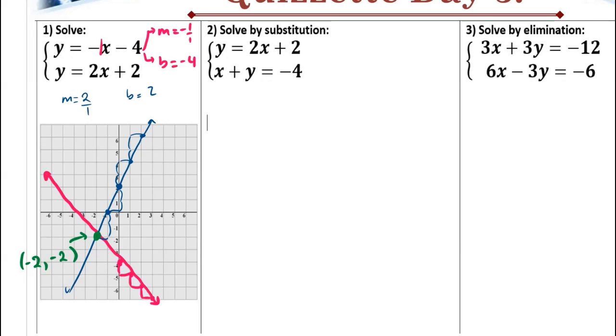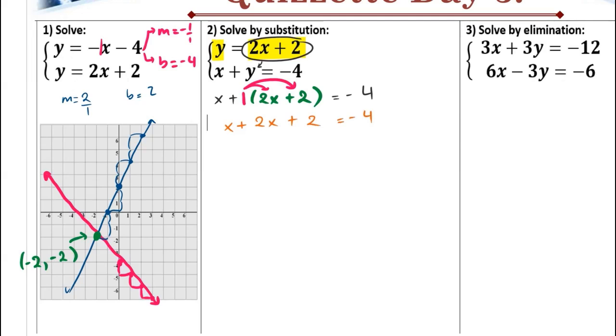Okay, number 2, we're going to solve by the substitution method. y equals 2x plus 2. So we're going to take this and plug it in place of y. So x plus (2x plus 2) equals -4. The number in front of the parenthesis, if you don't see any number, that's going to be 1. You're going to distribute +1 into the parenthesis. That will give you x plus 2x plus 2 equals -4. Then we can combine like terms, that will give you 3x plus 2 equals -4.